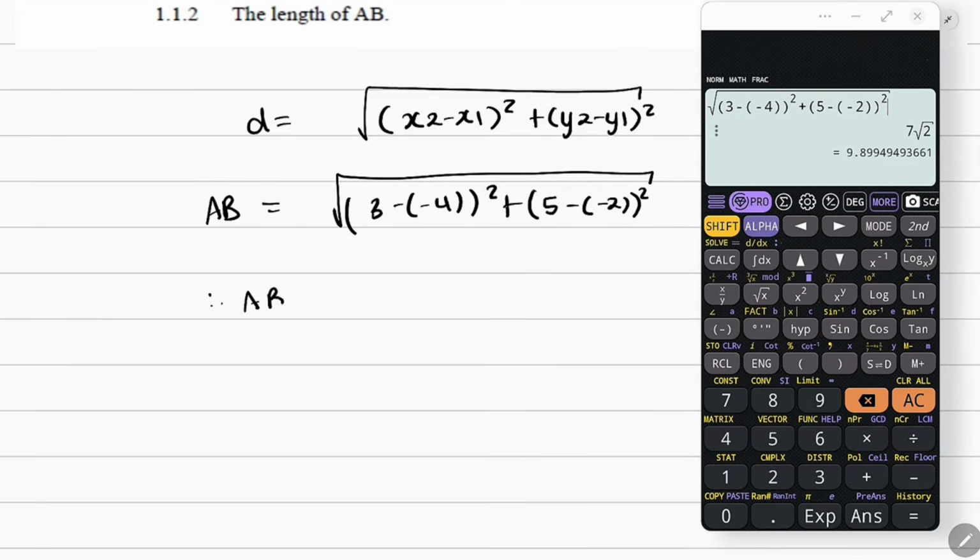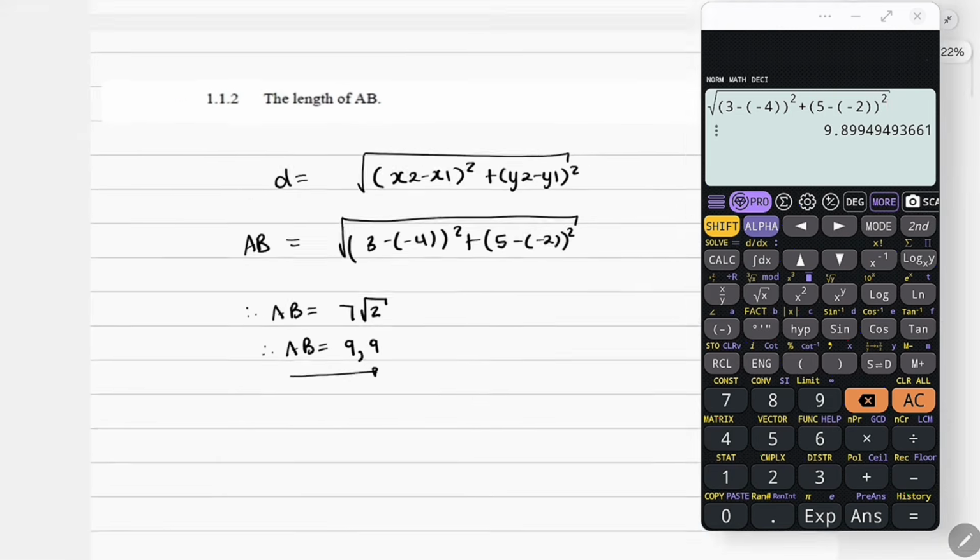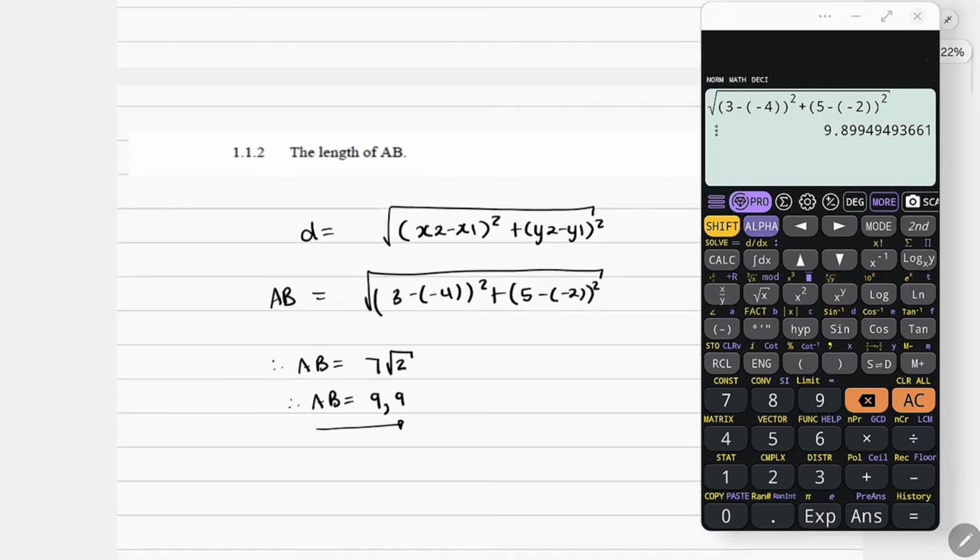And AB is equal to 7 root 2, but then of course that's a decimal, and we'll round off to 2 decimal places. So AB is equal to, that third 9 is going to round that 9 up to a 1, so that carries over to the 8, and so this is just going to be 9.9, okay, because it carries over. So we can just leave it as 9.9, and that is our answer. Moving on to the next question.